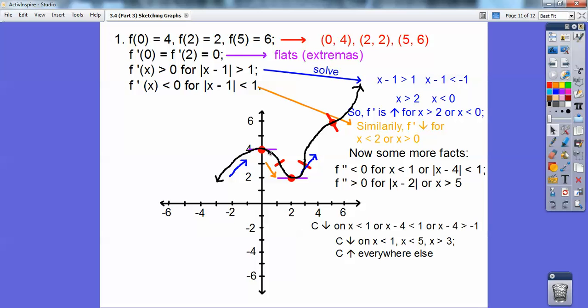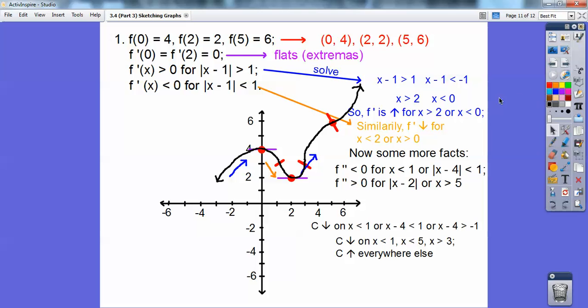Concave down, and then right there it starts to go concave up, and then right there it starts going concave down again. Oh, and it goes concave up again after x equals 5. I didn't catch that right there. Yeah, because it's concave down when it's greater than 3 and less than 5, and it's concave up everywhere else. Okay, so there's my general graph right there.